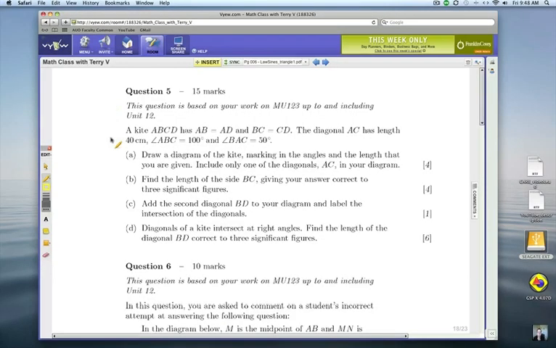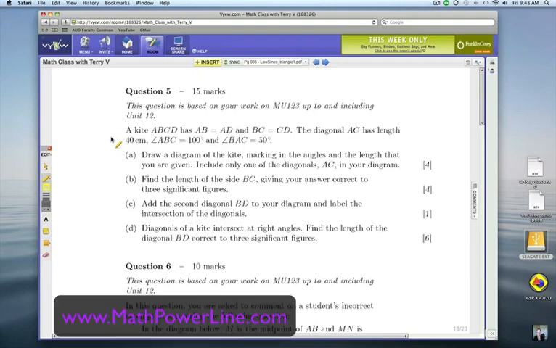So here's the problem. This comes from the math curriculum in the UK, and basically some algebra, a little bit of trigonometry type of concepts here. It says that a kite ABCD, let's go ahead and start with that. A kite ABCD has congruent consecutive sides, AB and AD, BC and CD. Okay, I'll draw this out in a second. We also know that the diagonal length is 40 centimeters, and we know two angles, 100 degrees and 50 degrees.